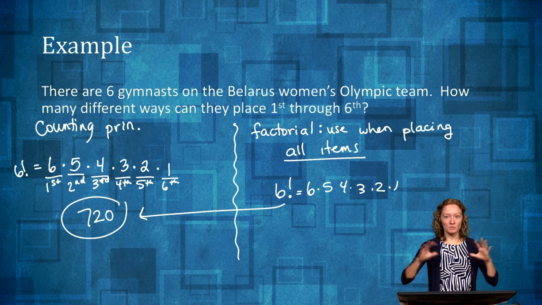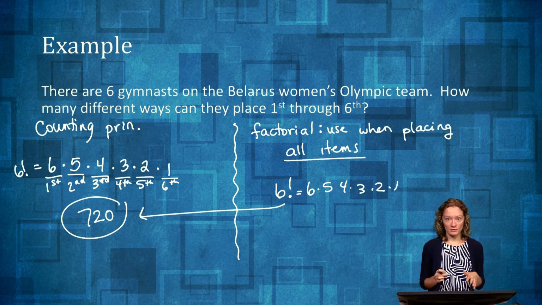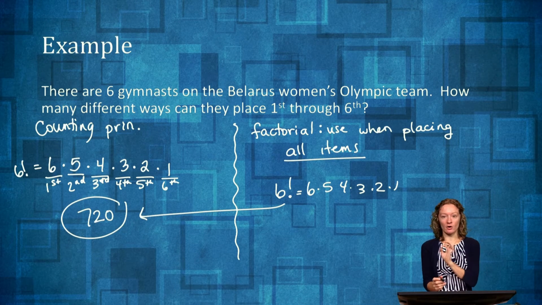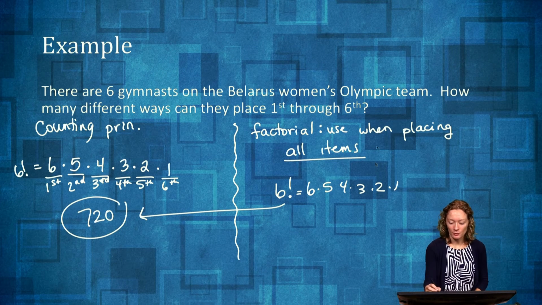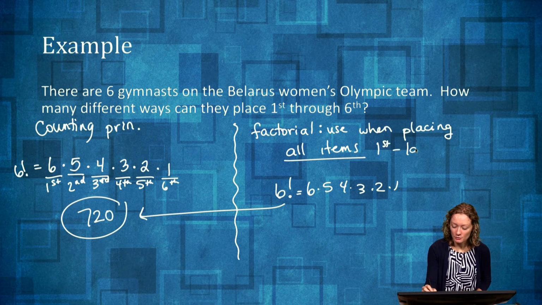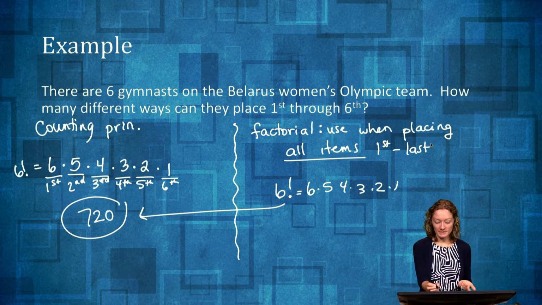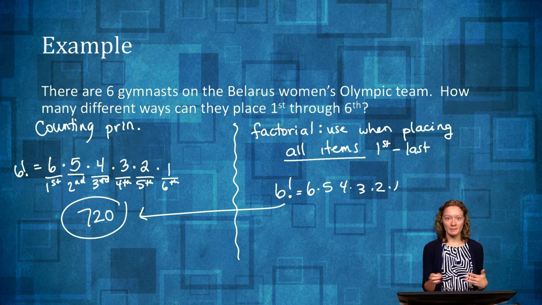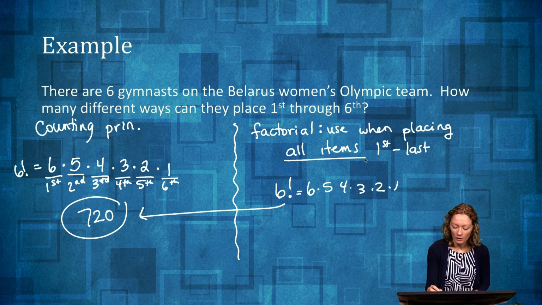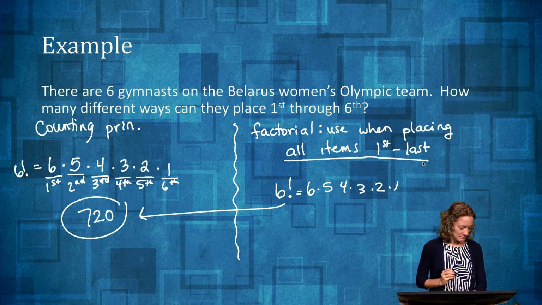The counting principle works when you have lots of different scenarios. It could be that each experiment is different, or it could be that it's the same thing. We're just placing all the different items first through whatever. So the factorial can more specifically be used when you're placing all items first through last, whatever last place would be. In this case, it's 6th, but it'll vary from question to question. The counting principle can work here, but it also works when the experiments are different or you're not necessarily using all the items. So something to keep in mind there.